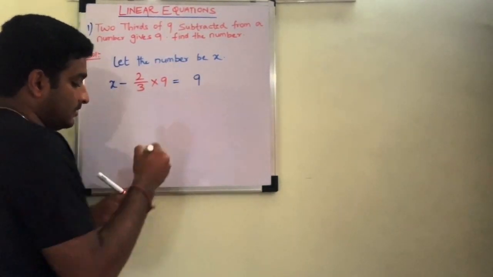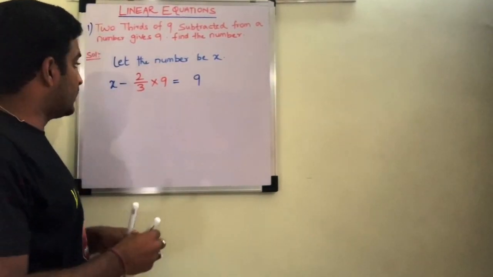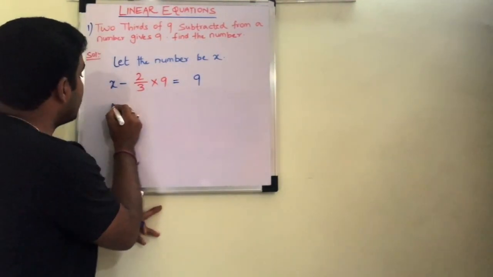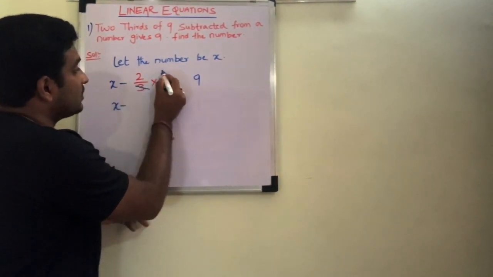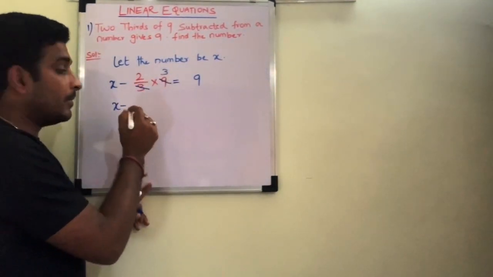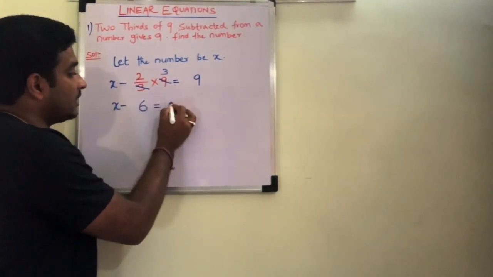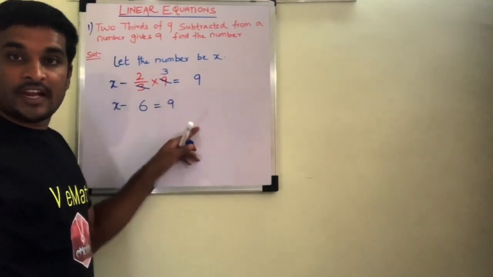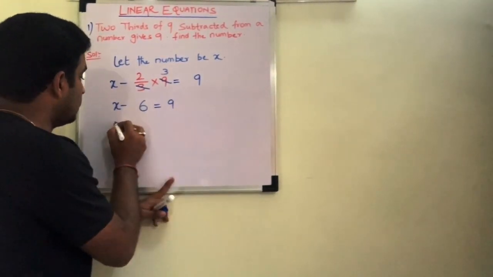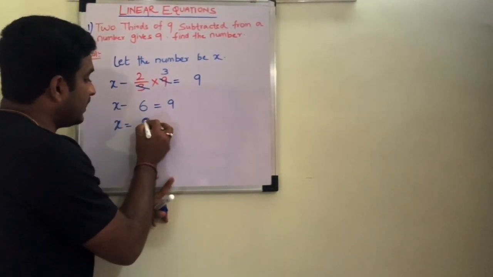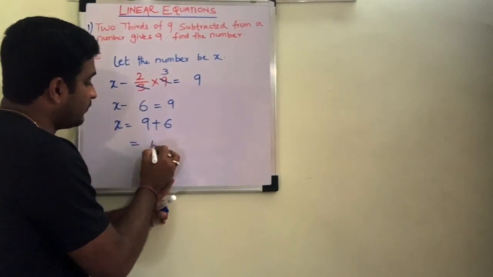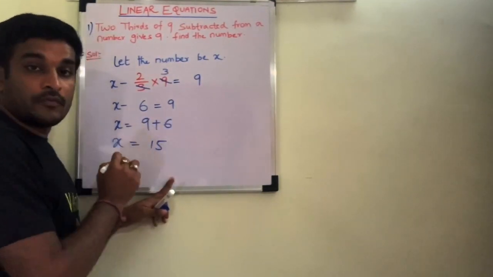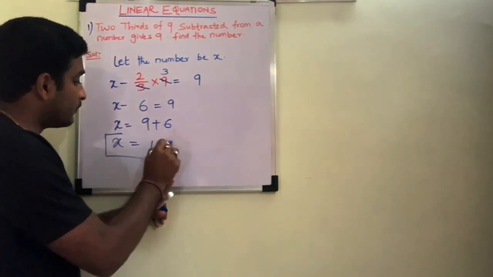which gives 9. Now if you solve this linear equation, it will become x minus, 3 ones are 3, 3 threes are 3, 3 into 2 will become 6, so x minus 6 equals 9. When minus 6 goes from the left hand side to the right hand side, it will become plus 6, which shows 9 plus 6, it will be 15. The unknown number we have to find is 15.